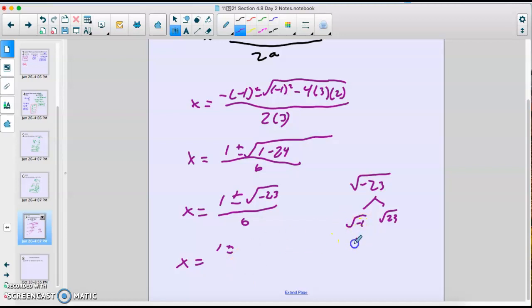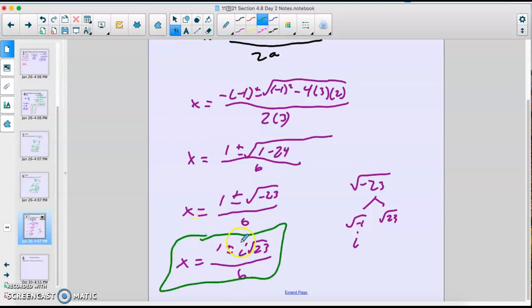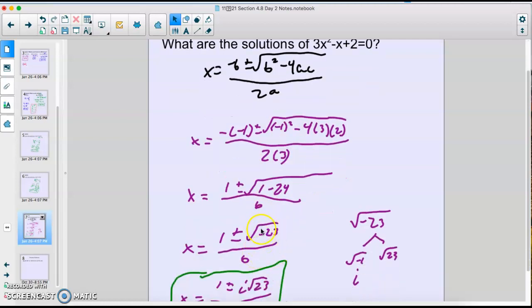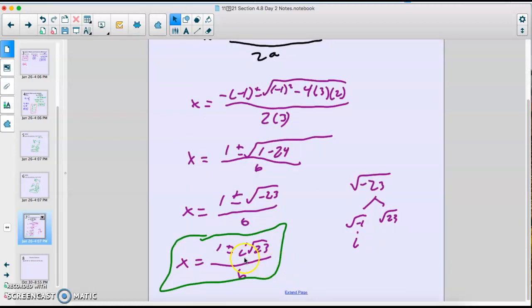And so we know that this is i. So we can do i times the square root of 23, all over 6. And that, my friends, is our answer, as ugly as it may look. All right, so quadratic formula, you solve it like always, and once you get a negative, then that's when you pull out your i, and this is our answer right here.